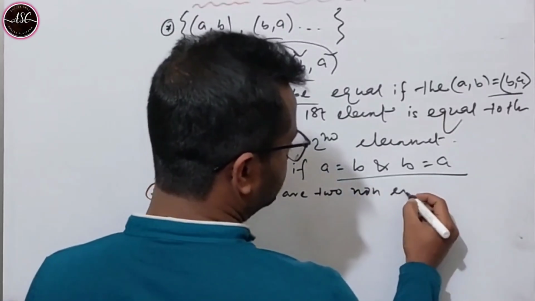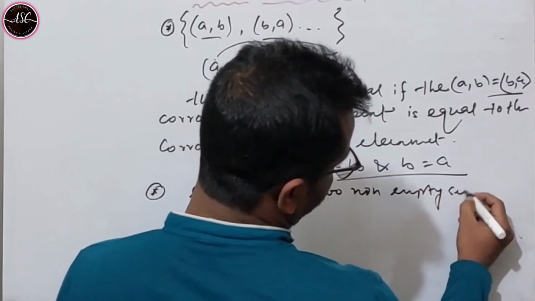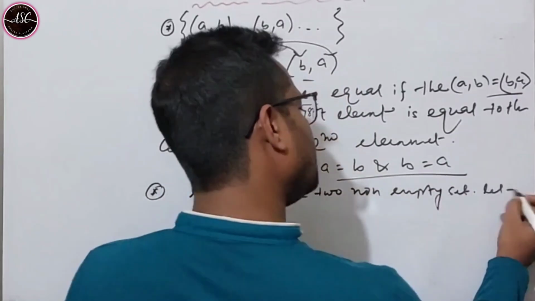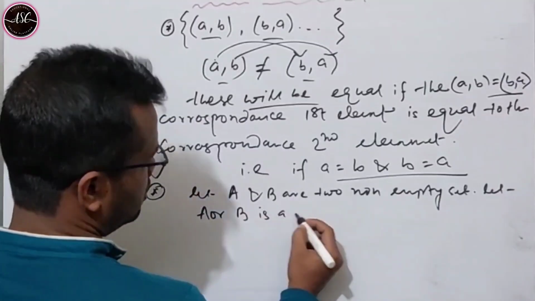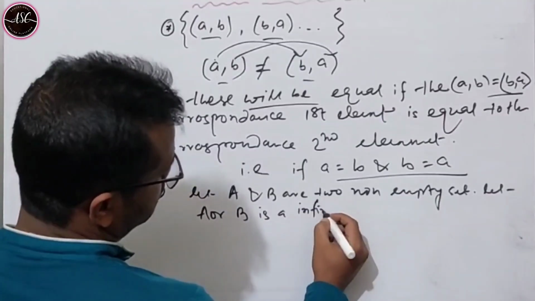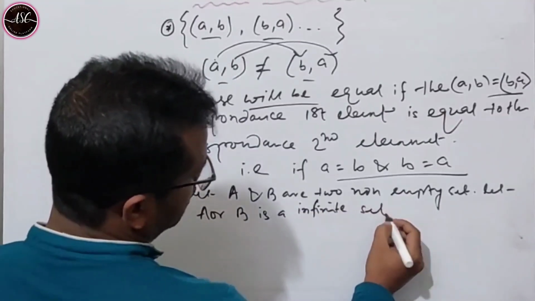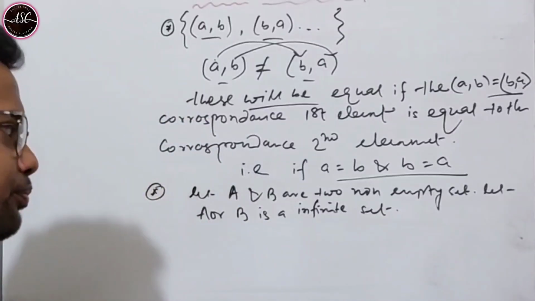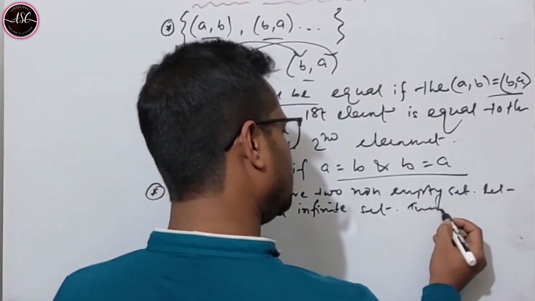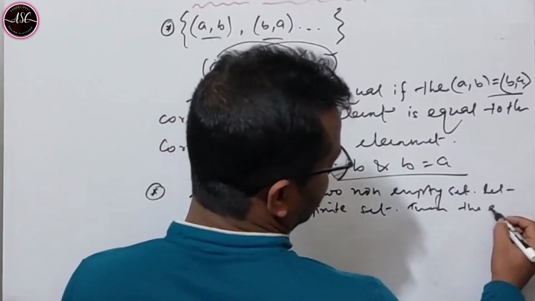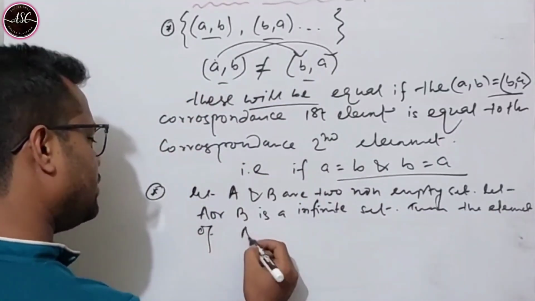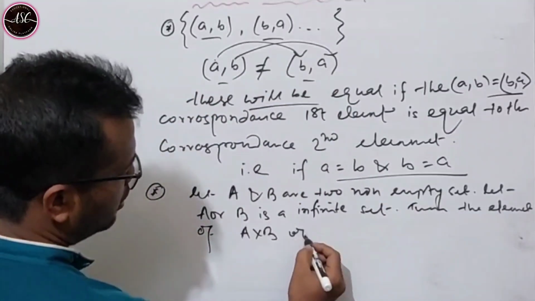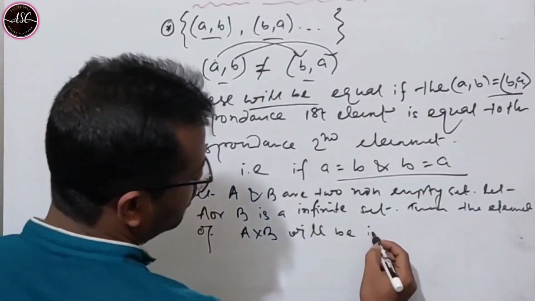Then the second point: let A and B be two non-empty sets. Let A or B be an infinite set. Then the number of elements of the Cartesian product of the two sets will be infinite.